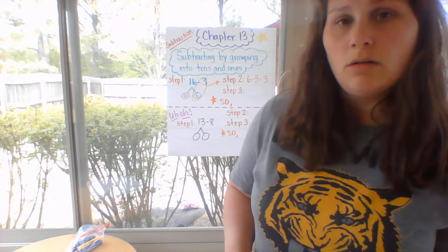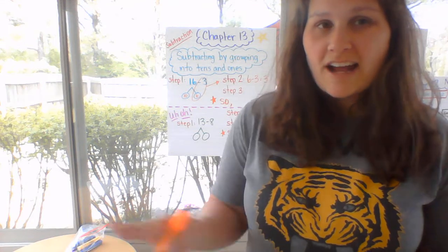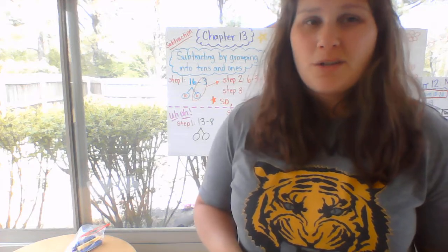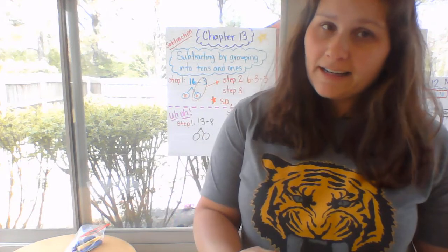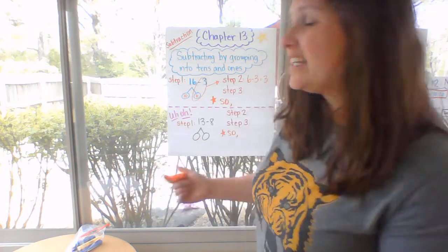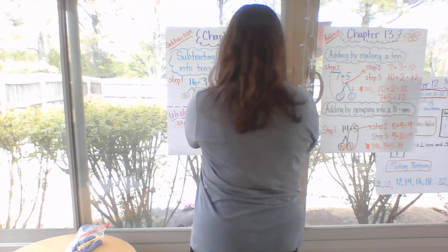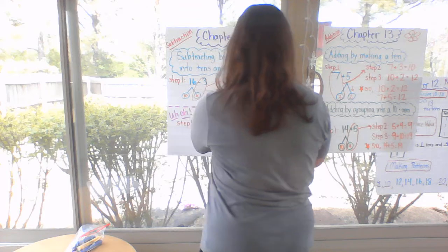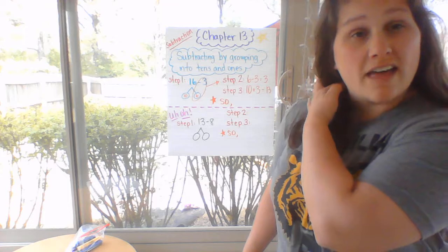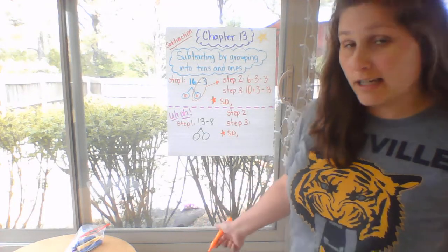Okay, so now that I've taken my ones away, this is the tricky part. You're not subtracting anymore. You've gotten rid of the ones that you need to. So you're actually now going back and you're adding, okay? So what 10 were you left over with? 10. So 10 and 3 is 13. So that means that 16 take away 3 is 13.